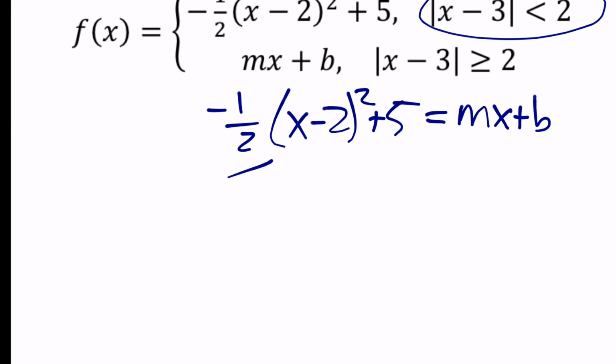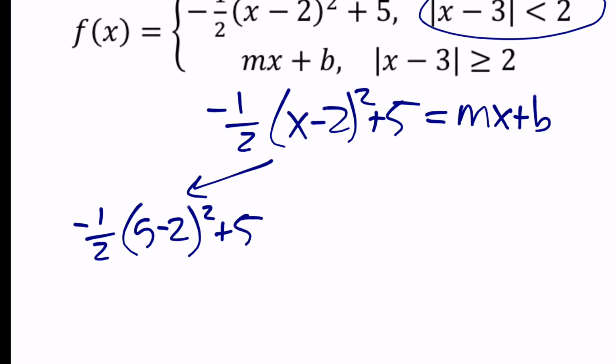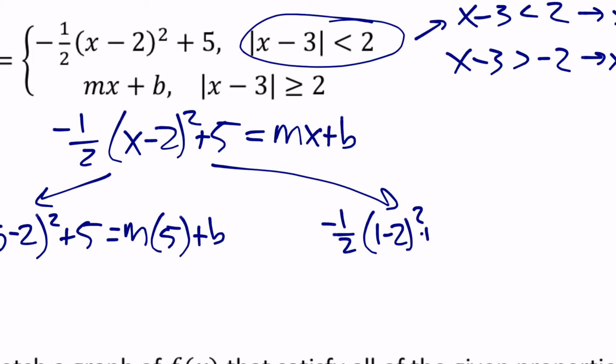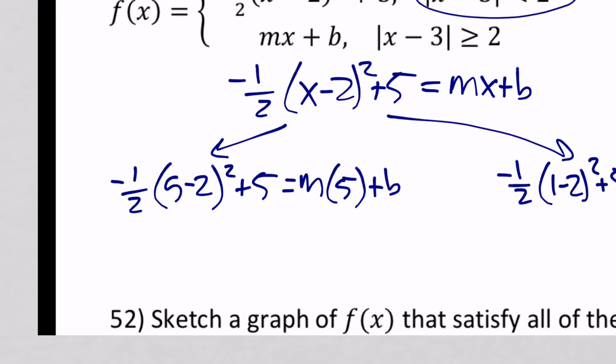So let's split this off into two separate equations. Negative 1/2 times (5 minus 2) squared plus 5 has to equal m times 5 plus b. And then a second equation is going to be negative 1/2 times (1 minus 2) squared plus 5 equals m times 1 plus b. And let's simplify these things.